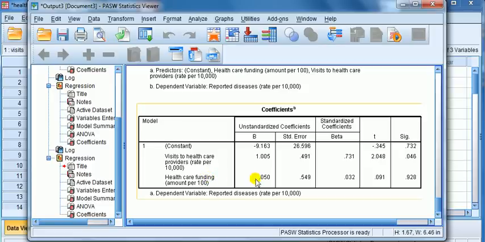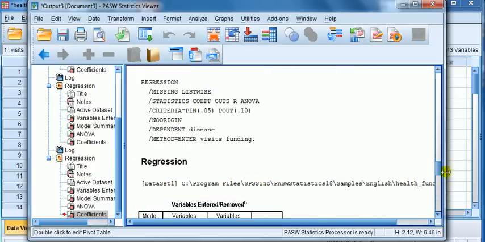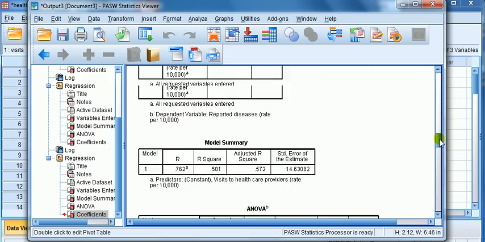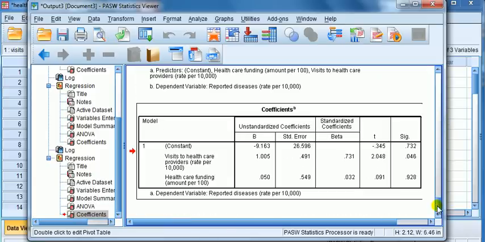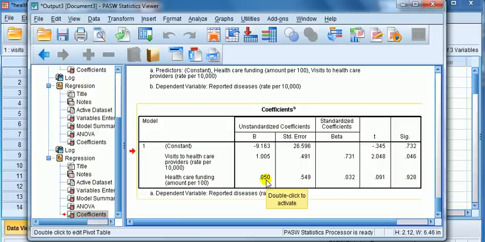We can see now, look, that the coefficient is closer to zero. Moreover, it's insignificant, meaning that it's not significantly different from zero. Meaning, according to this model, healthcare funding does not impact, it's not a predictor for reported disease. So before it was very positive, now it's come right down, it's got closer to zero. If we go back to the start, it was 1.134. Now it is 0.05, which is close to zero.